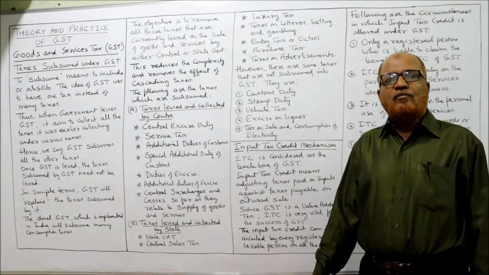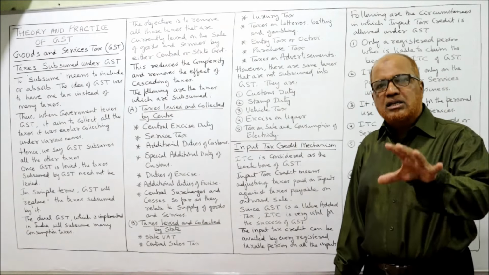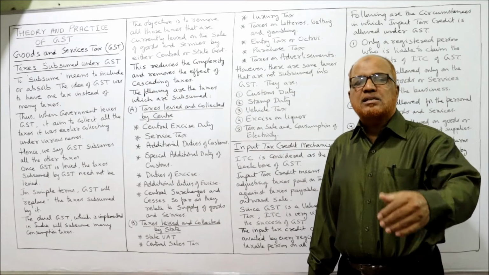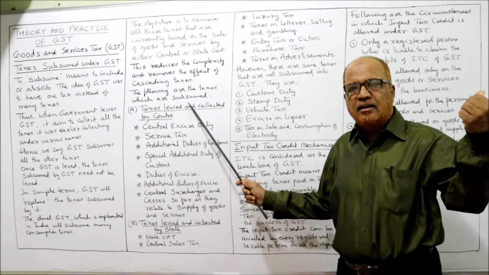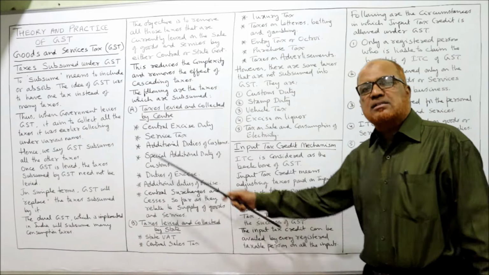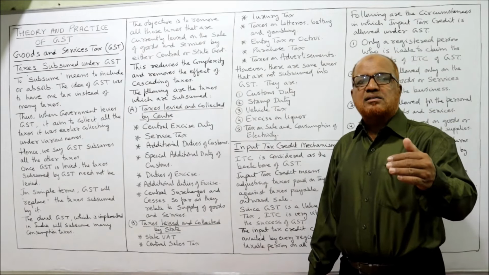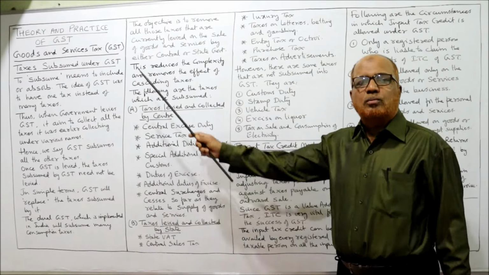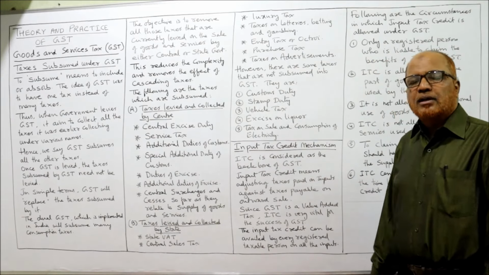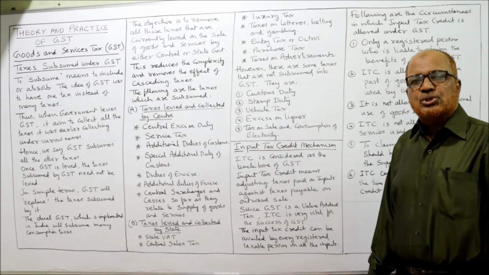So what I have explained so far, what is the meaning of the taxes subsumed in GST, and what are the examples of those taxes which are earlier taxed by central and which are earlier taxed by state, and all these taxes are subsumed in GST. And few taxes are there which are not subsumed in GST, and the list is this one. That's all. So this is the end of the topic, taxes subsumed under GST.